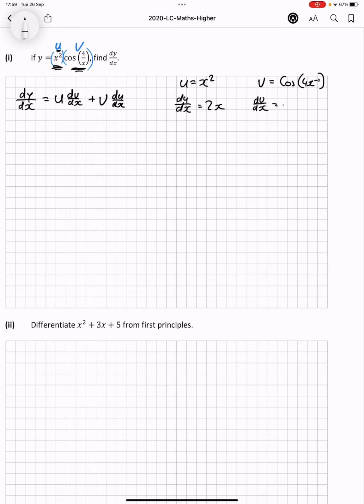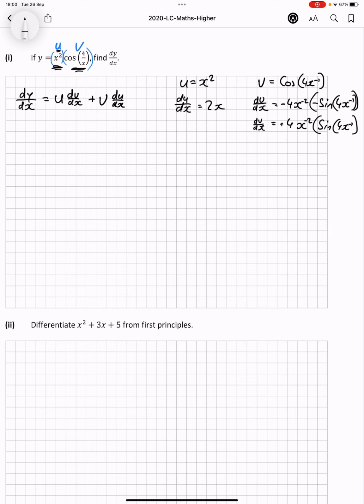dv dx is equal to, well, power by the number, so it's minus 4x to the power of minus 2, and then differentiate the cos gives me minus sine 4x to the power of minus 1. Okay, so just whatever the angle was stays the same. So that's that derived. Maybe tidy this up: dv dx could really be tidied up, minus by minus is a plus, 4x to the power of minus 2 sine 4x to the power of minus 1.